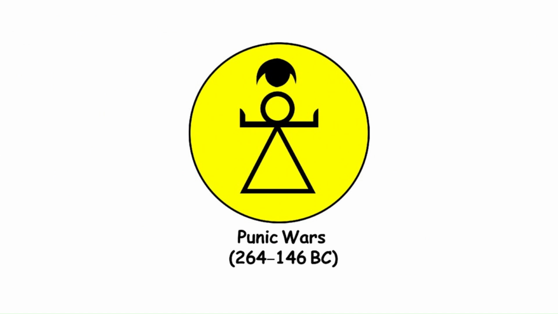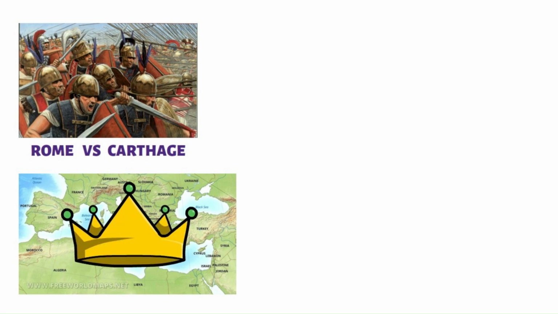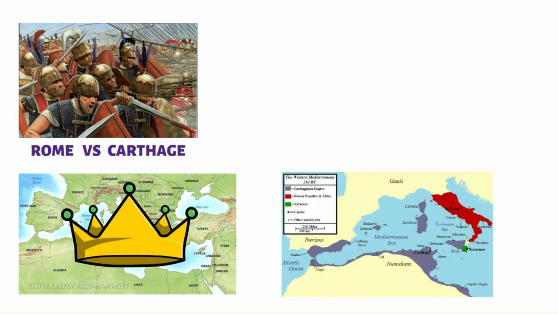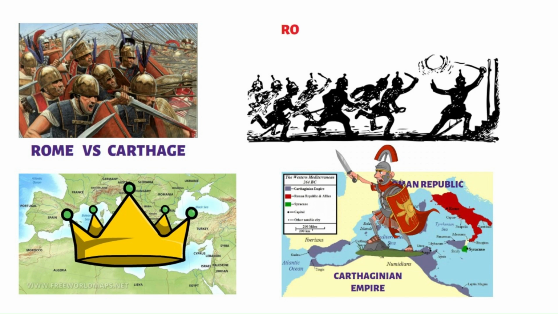Punic Wars, 264 to 146 BC. The Punic Wars were a series of conflicts between Rome and Carthage. They were caused by competition for dominance over the Mediterranean region. The main parties were the Roman Republic and the Carthaginian Empire. Rome emerged victorious, leading to the destruction of Carthage and Roman control over the western Mediterranean.